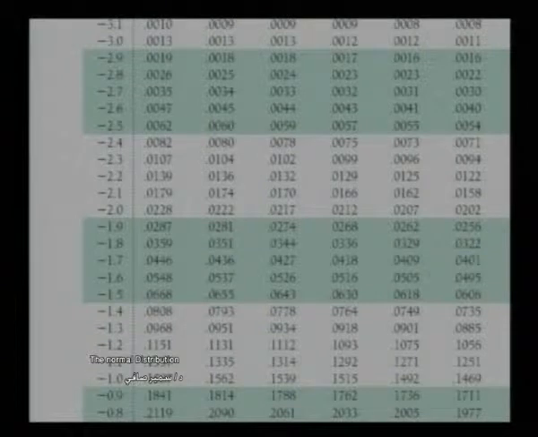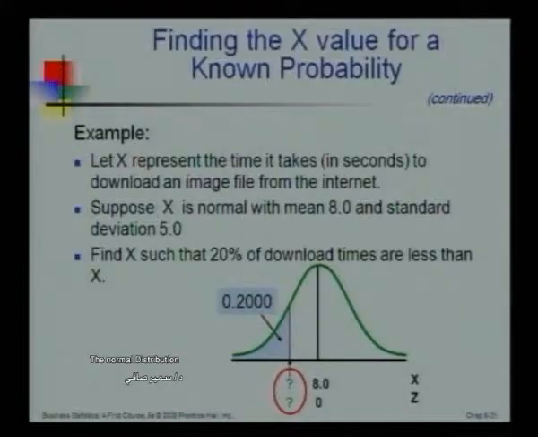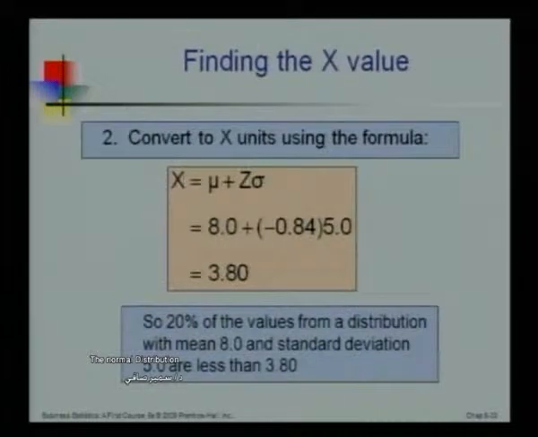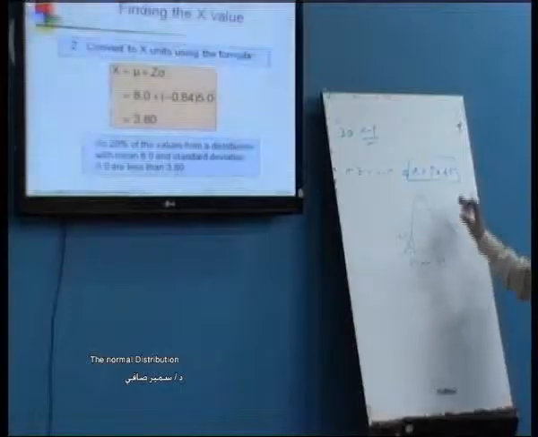So the exact answer is sometimes not given. So the approximate one is minus 0.8 all the way up to 4. So this z score is minus 0.8. Any question? So the value of this z score is minus 0.84.